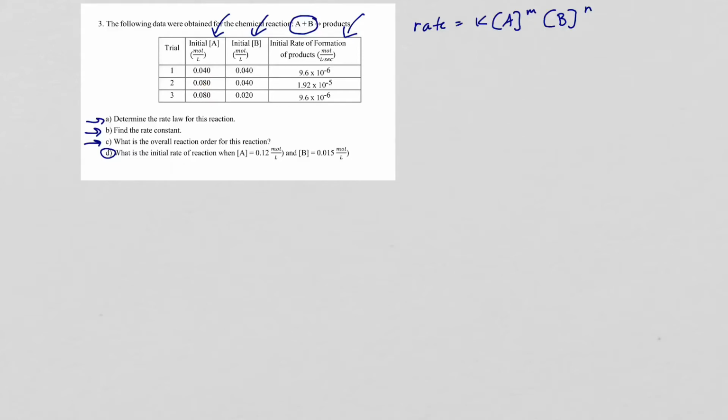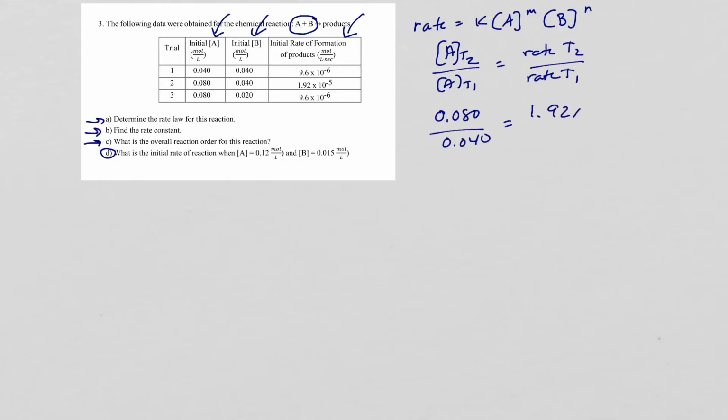So we will do the concentration of A for trial 2 over the concentration of A for trial 1, equal to the rate of trial 2 over the rate of trial 1. Of course, we're doing this because trial 2 at 0.080 is bigger than 0.040, and it just makes finding the exponent a tad easier. And then we have 1.92 times 10 to the negative 5 as the rate from trial 2, and 9.6 times 10 to the negative 6 as the rate for trial 1.